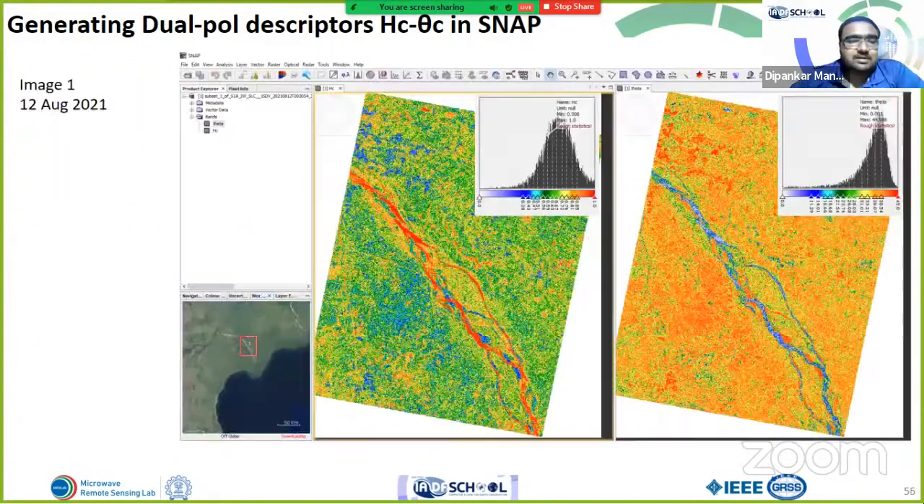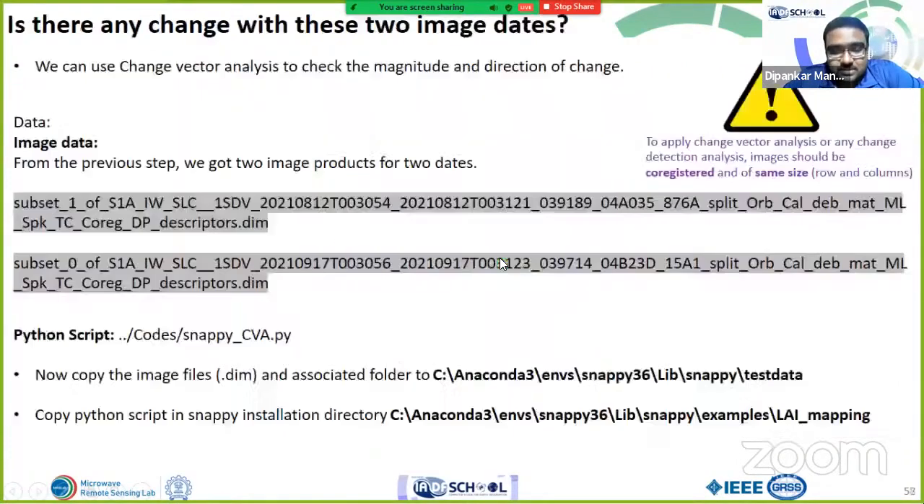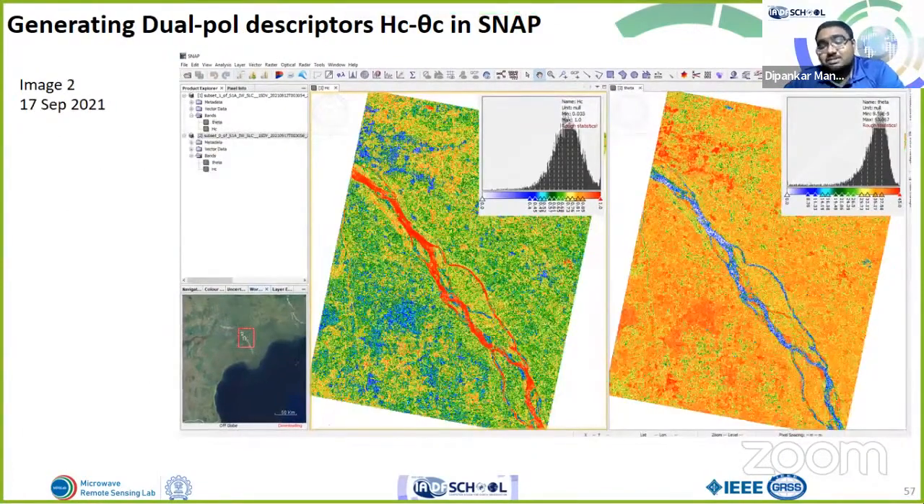So if we generate the images for 12th August of theta C and HC, there is a minute difference between these two images. As you can see, the first one is HC, which varies from 0 to 1 and changes with date. It indicates entropy is increasing when we have a high vegetative component, whereas the theta parameter indicates the scattering, which is changing with the scattering component generated over rice fields due to the flooding and tillering conditions.